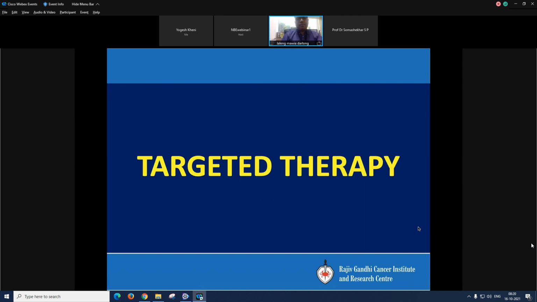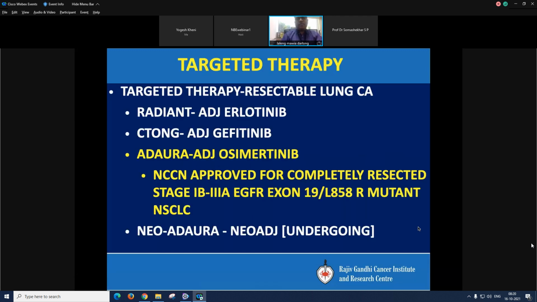Now coming to targeted therapy, targeted therapy for resectable lung cancers. We have been talking about targeted therapy mainly for metastatic disease, but now if we say the target for resectable lung cancer, we have got the RADIANT and the CTONG using erlotinib and gefitinib. They have not really stood the test of time. So the present one is basically the ADAURA trial, which has been published and has got a good DFS, because of which now even the NCCN has approved it for completely resected stage 1B to 3A EGFR mutant cases.